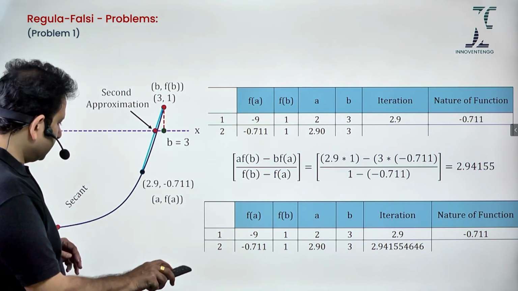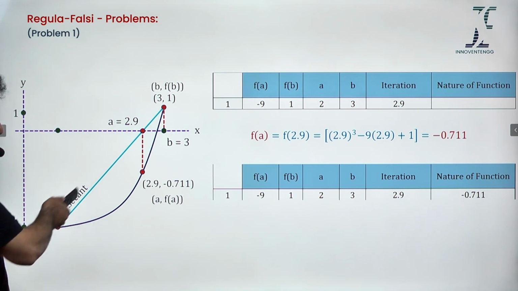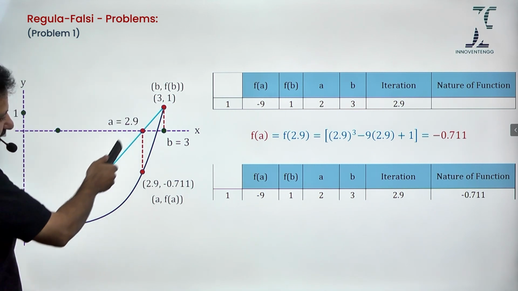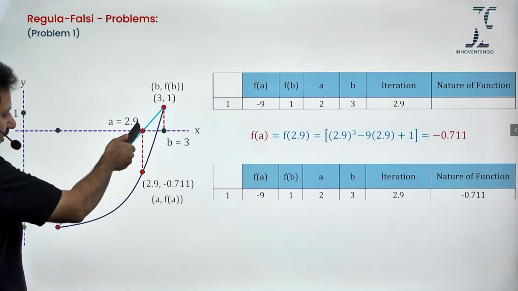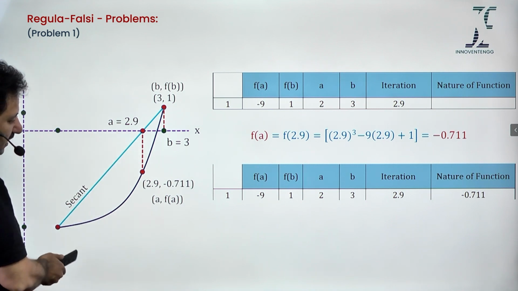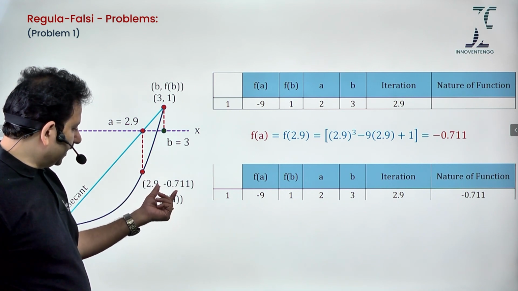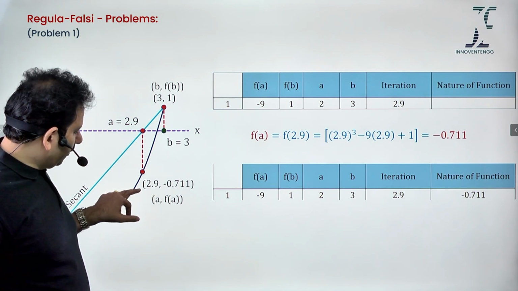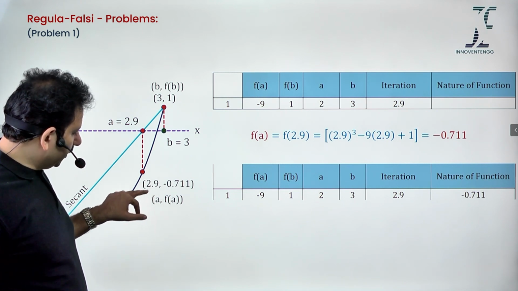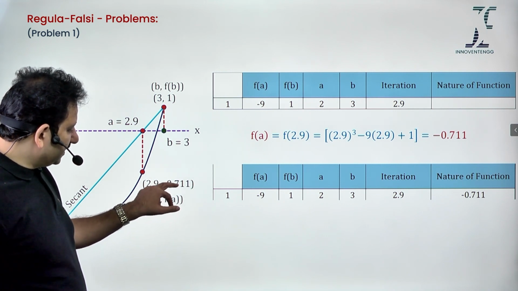You can visualize this. You started with minus 9. The moment you drew the straight line which intersected the x-axis at a equal to 2.9, that is x equal to 2.9, then what happens? You are dropping a vertical onto the curve, and you can see that the value of the y coordinate here is minus 0.711. So you are going to have your new a to be 2.9 and new y to be minus 0.711.